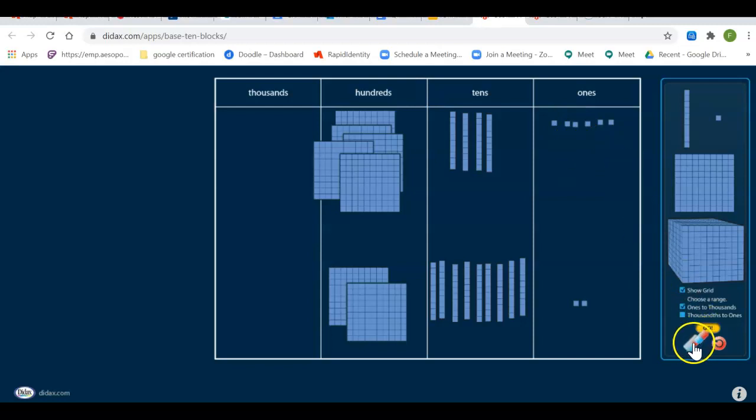And all we do is just click on this right here at the bottom. This is a little eraser. And you just click on the ones you want to remove. Okay? All right.